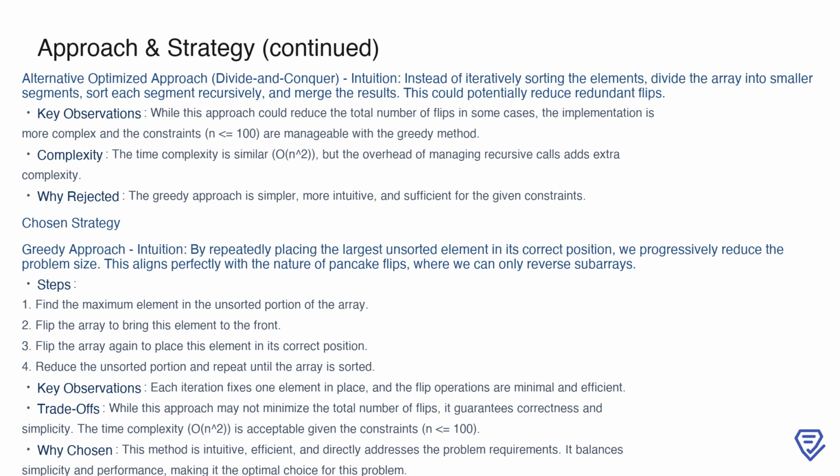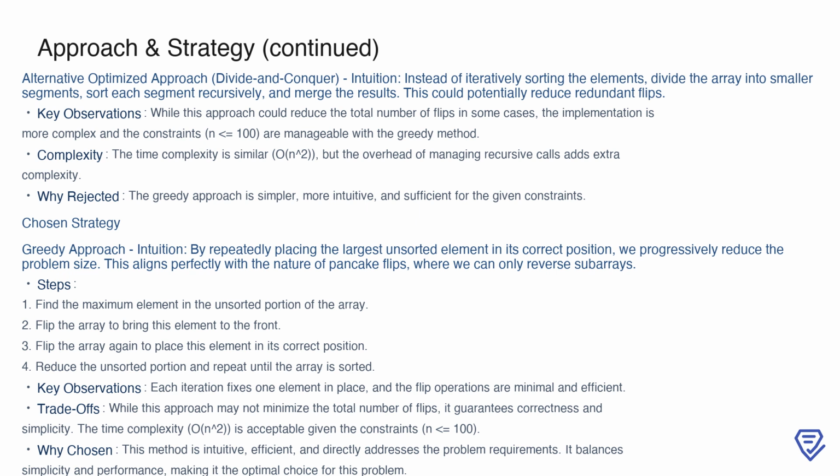Instead of sorting the array iteratively, this method involves dividing the array into smaller segments, sorting each segment recursively, and then merging the results. While this could potentially reduce the number of redundant flips, it introduces additional complexity in managing the recursive calls. Moreover, the time complexity remains O(n squared), and given the manageable constraints of n less than or equal to 100, the greedy approach is simpler and more intuitive, making it the preferred choice.